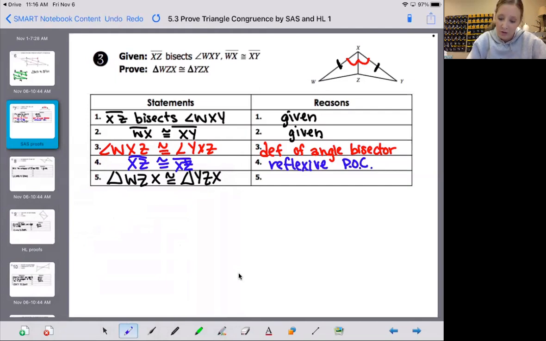All right, so are the triangles congruent? Well, we have a side here, an angle here, and now a side here. Same thing on the other triangle. So I would say, yes, the triangles are congruent by side-angle-side. All right, let's move on.